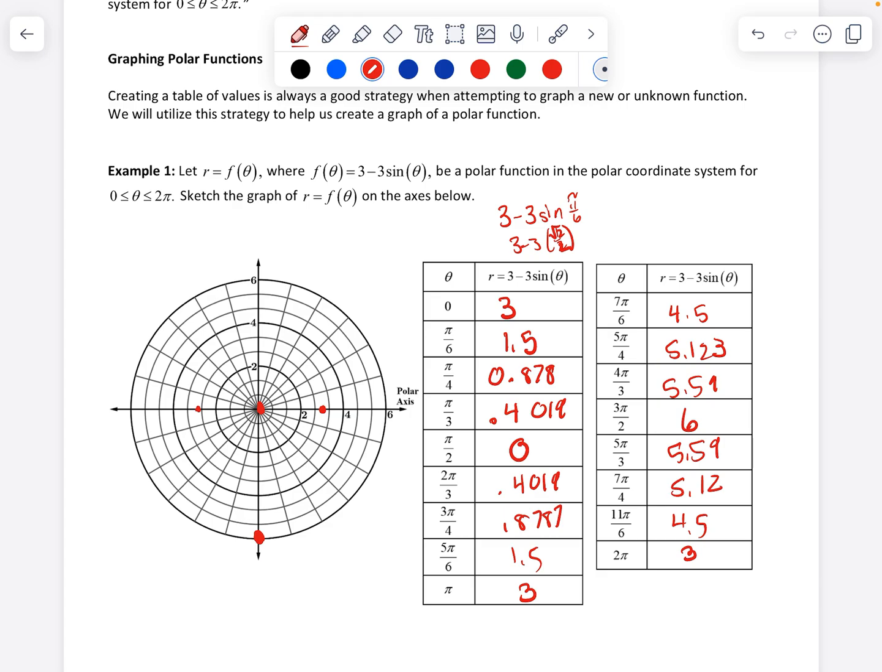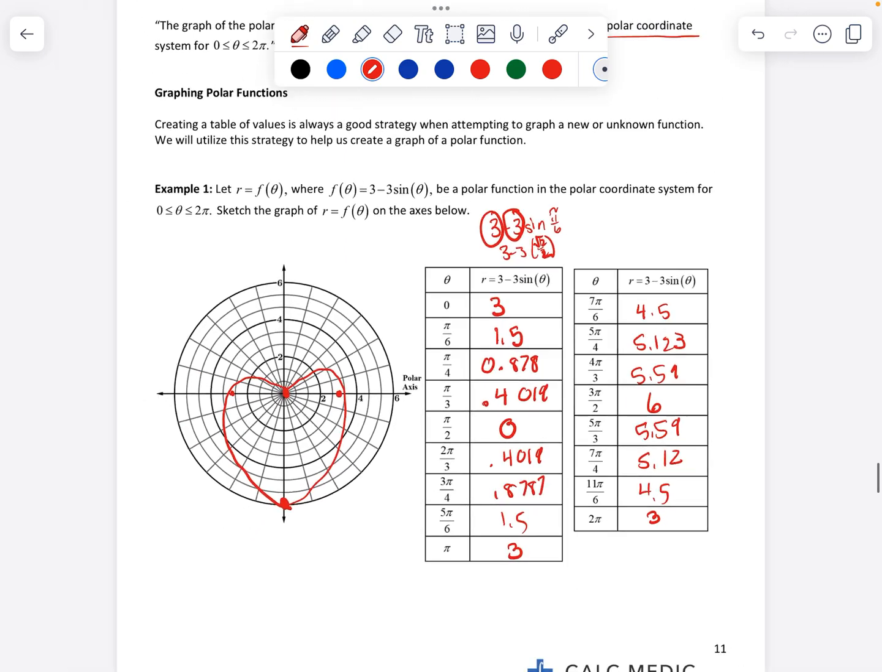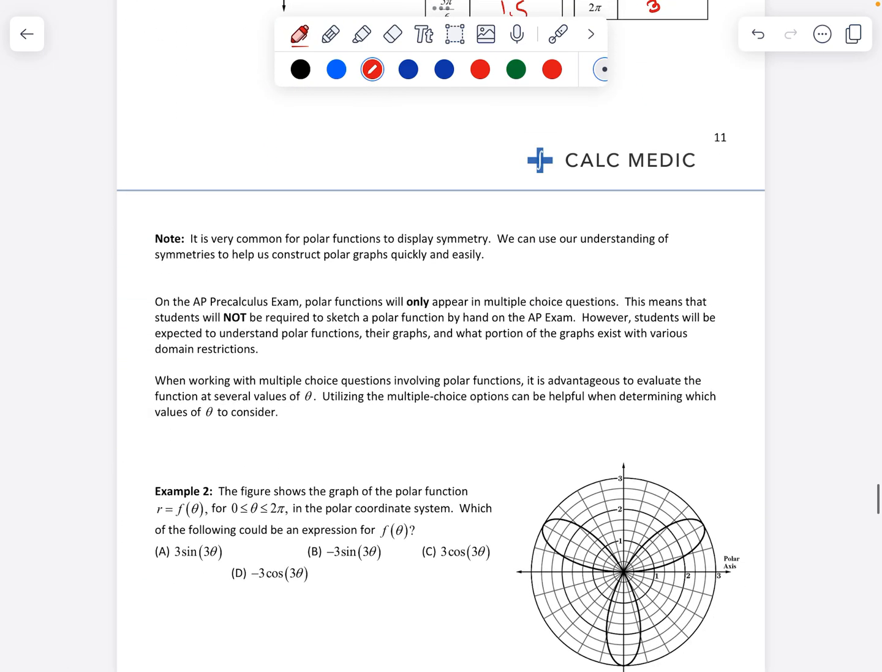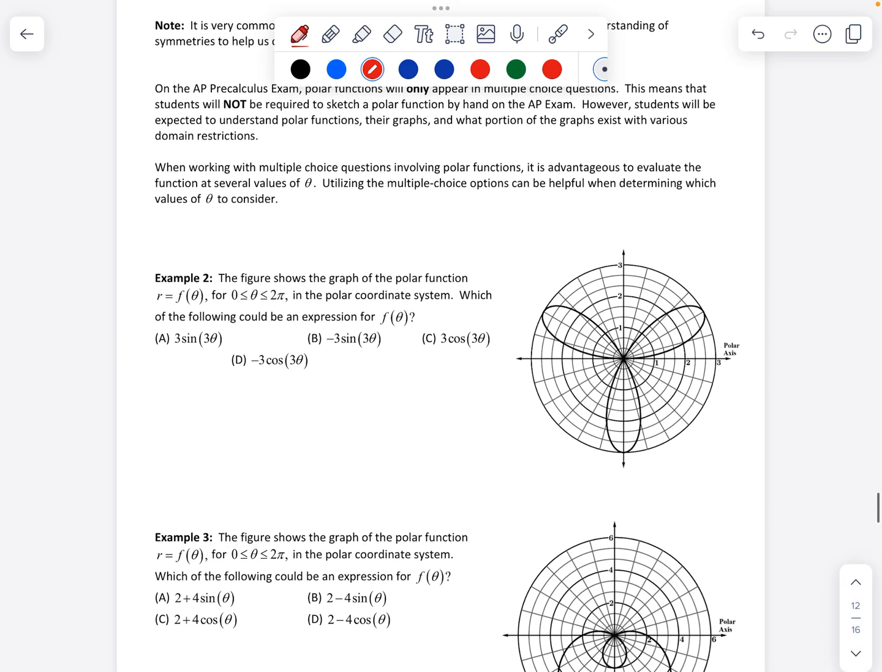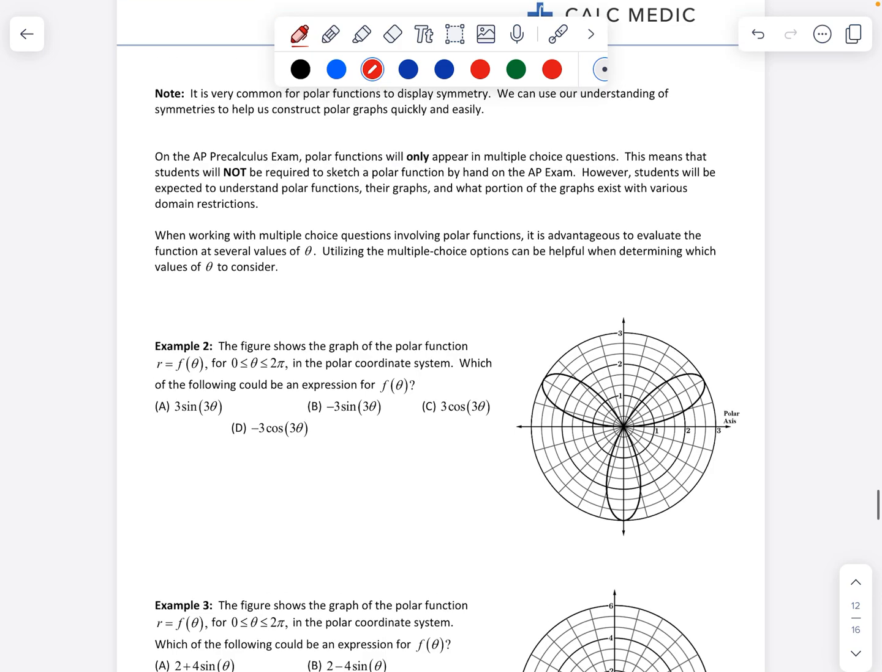All right, and if we kept graphing this, we would see that this is one of these with the dent, right? Because those absolute values are the same. And we talked about yesterday how they often have symmetry. Now, these will only appear on the AP exam multiple choice. You won't be asked to sketch it, right? And if you can remember all that stuff, it's pretty easy.